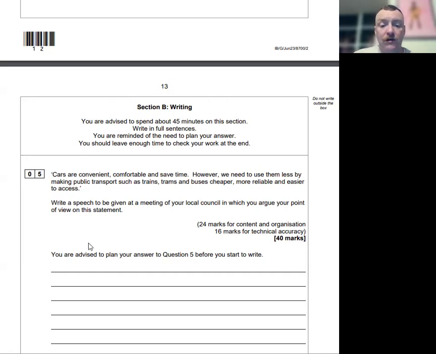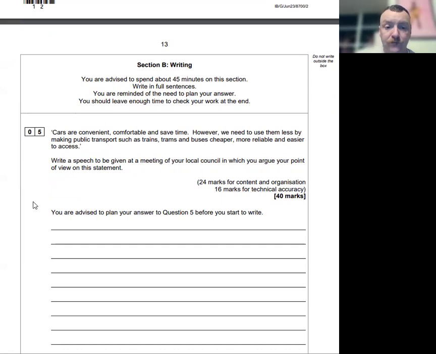Okay. So, question 5. We get given a statement. Cars are convenient, comfortable, and save time. However, we need to use them less by making public transport such as trains, trams, and buses cheaper, more reliable, and easier to access. Write a speech to be given at a meeting of your local council in which you argue your point of view on this statement. 24 marks for content and organisation, 16 marks for technical accuracy, 40 marks.